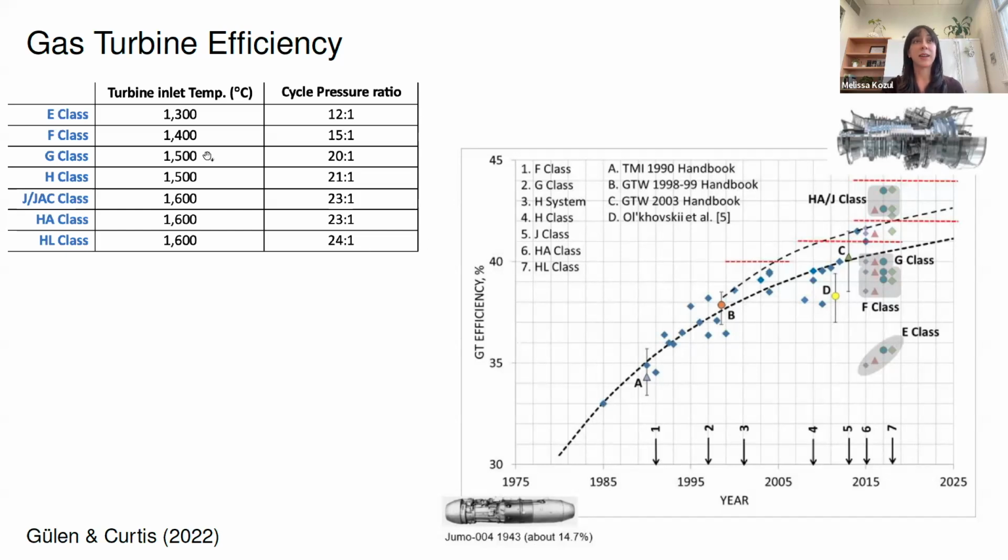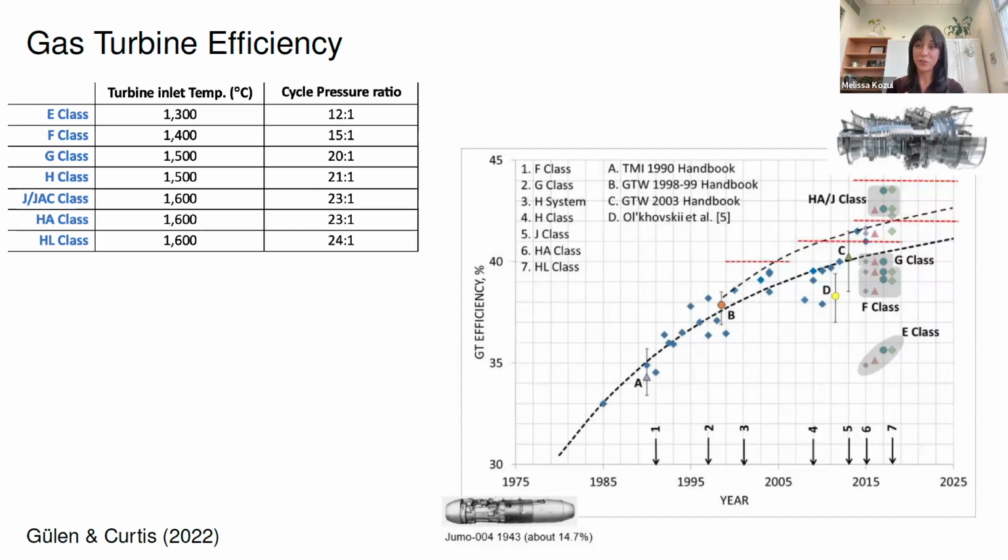And we can see on this table at the left, which moves down in time, the most recent turbines here on the right on this plot are these H-class, J-class turbines. These have the highest efficiencies now, much more complex machines. And what we've seen in time, if we go down this table, going forward in time, is increasing turbine inlet temperatures and increasing cycle pressure ratios, just as we saw from the basic thermodynamic analysis.